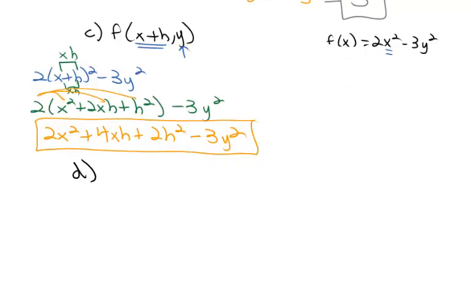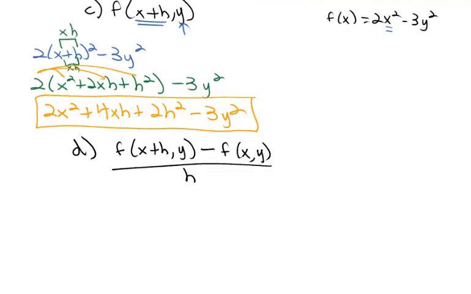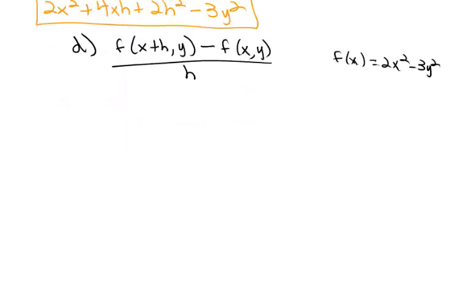So let's take it one step further. Let's do f of x plus h comma y, and then we're going to subtract f of x comma y, and we'll put the whole thing over h. And let's see what this comes out to. Well, again, I should probably copy the function down. f of x, y is 2x squared minus 3y squared. That way we have it.